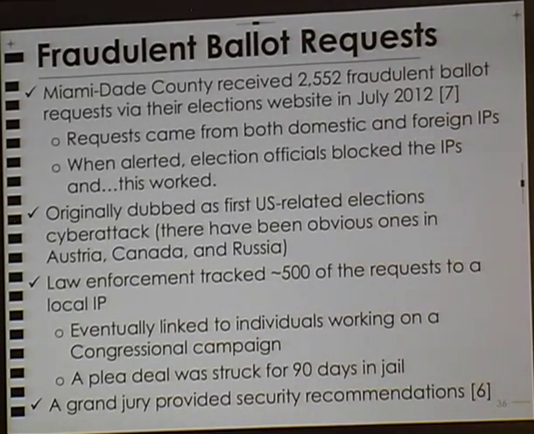Speaking of foreign influence, we wanted to specifically note the case of Miami-Dade County. Miami-Dade received about 2,500 fraudulent absentee ballot requests to their elections website in July 2012. Officials identified the requests as malicious and noted that about 2,000 of the requests came in from a foreign IP address, probably masked by Tor or VPN or something. But all the ballots were filled in manually, not automatically, and appeared to be very similar in nature. They weren't random. They were very similar, so that's why they were all flagged and rejected.